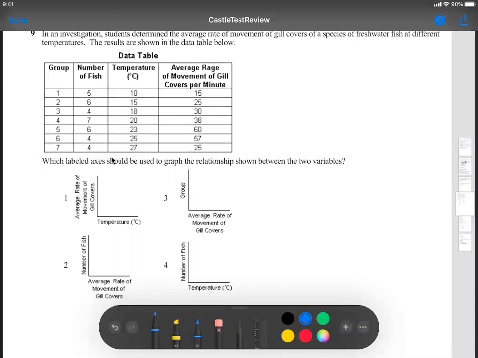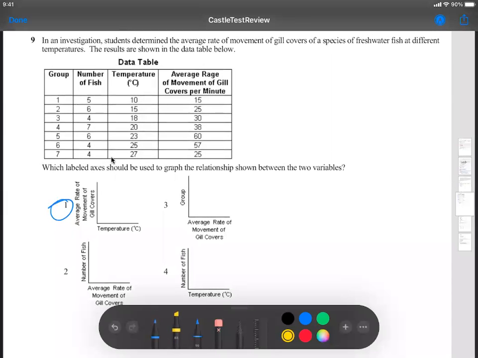I chose 1 because if like it says the average rate of movement of the gills and the fresh water, so I knew that the gills was going to be on the y-axis and the temperature was going to be on the x-axis. Perfect. Okay, so you said that gill covers are on your y and temperatures are on your x. So which is our independent variable here?